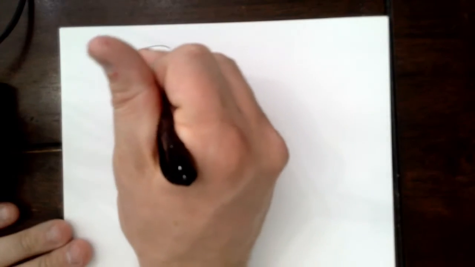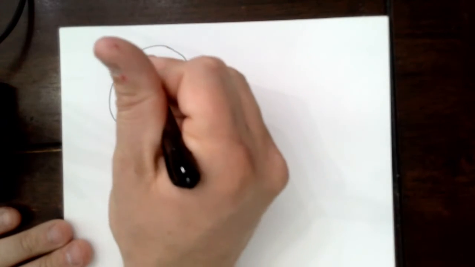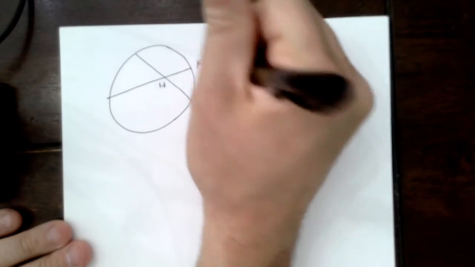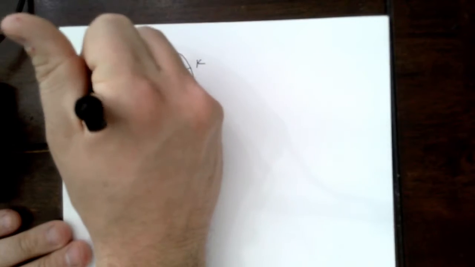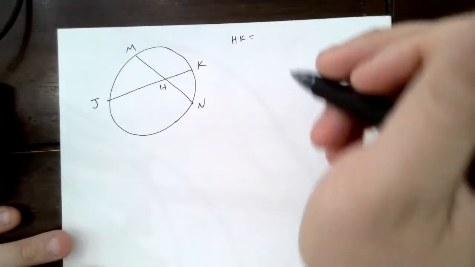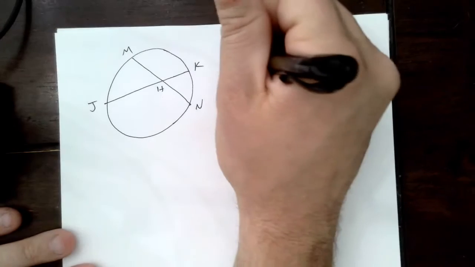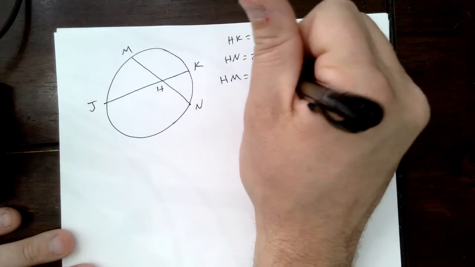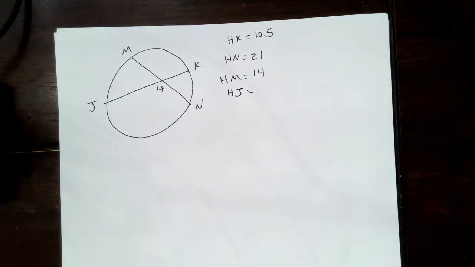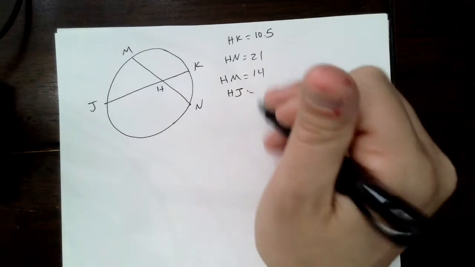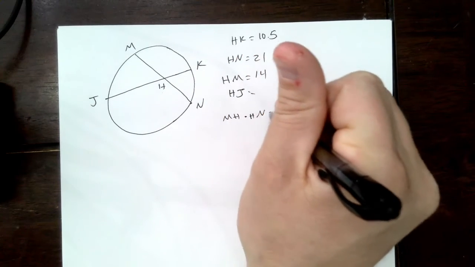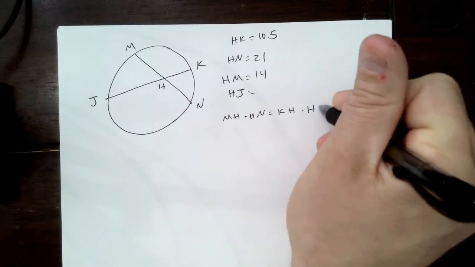Alright, so once again, here's a circle. Here's a line. There's another H, K, N, M, J. They tell us that HK is 10.5. HN is 21. HM is 14. And they want to find HJ. Let me make sure we can see this. We're good. Alright, so here's the formula. We'll just do it here. MH times HN equals KH times HJ.